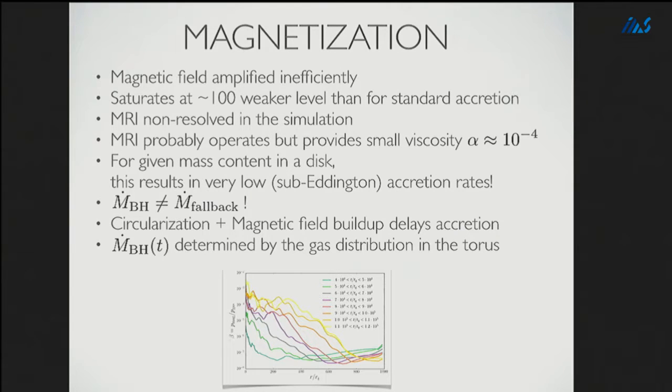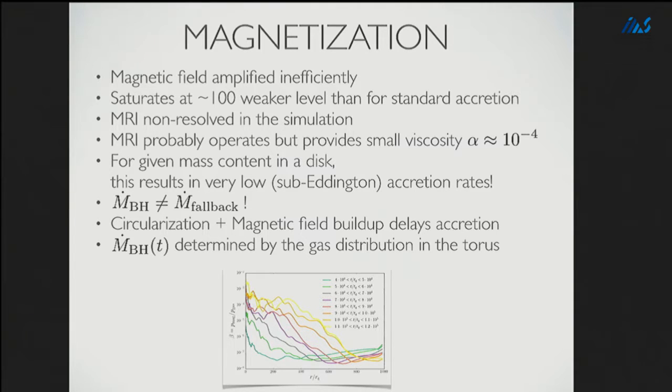Okay, so this is the summary of the magnetization thing. It does saturate inefficiently at the level of, let's say, roughly 100 times weaker than a standard accretion disk. In this simulation which I performed, this level was not enough to resolve magnetorotational instability, so I don't see it. But if my resolution was infinite, I would still expect that the MRIs would saturate at a level much lower than in standard accretion disks. So my guess is alpha would be 10 to minus 4.